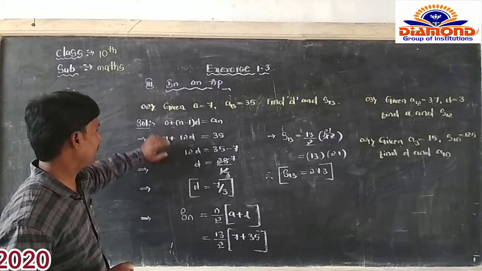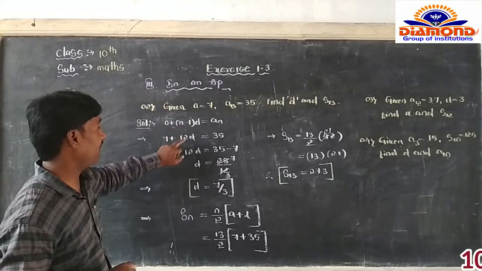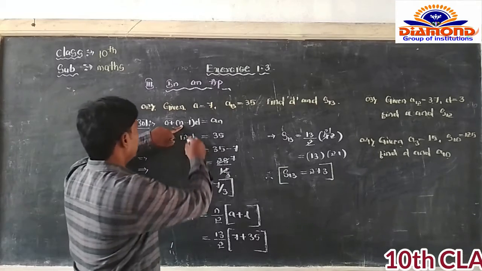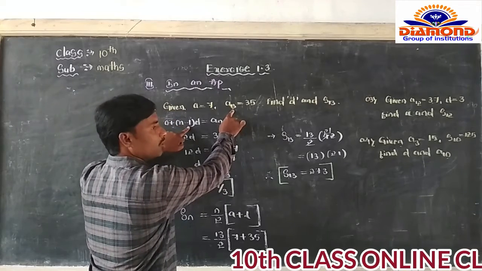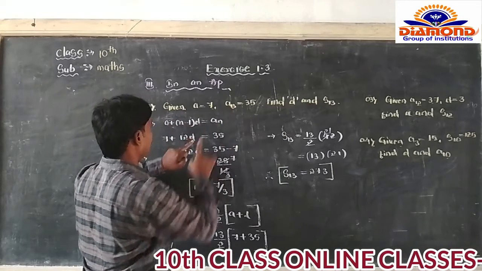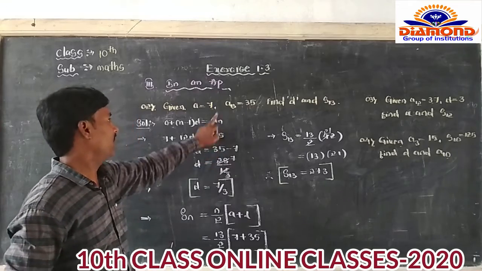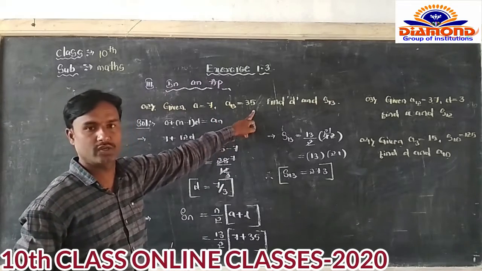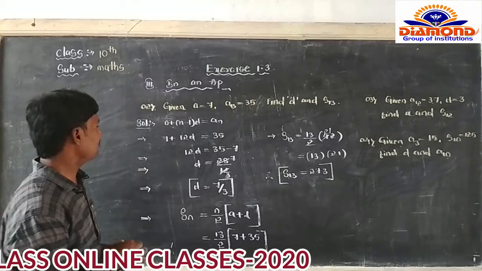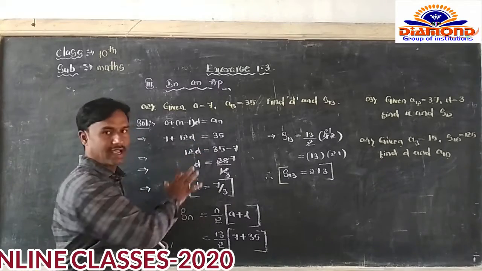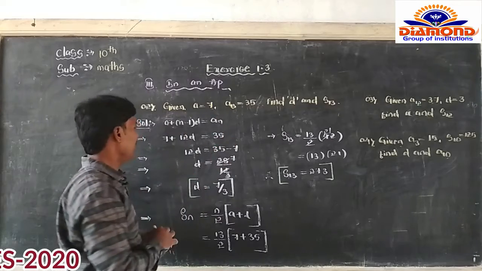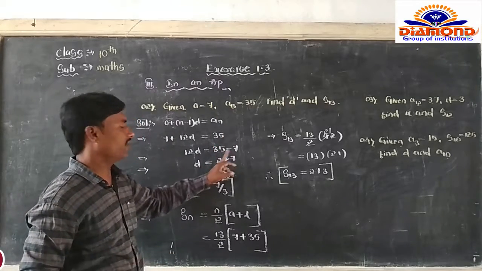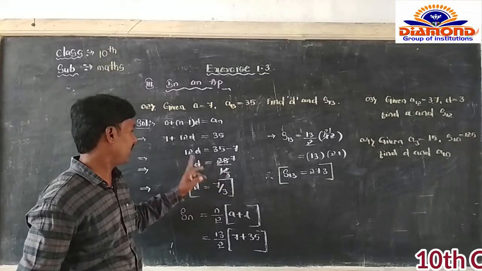So the a value is 7 plus. Here n is equal to 13, so 13 minus 1 is 12, so 12 into d. The last term, the 13th term, is given here as 35. Next step, dear students: 12d as it is, 35 as it is, plus 7 becomes minus 7. So d is equal to 35 minus 7, which is 28 divided by 12.